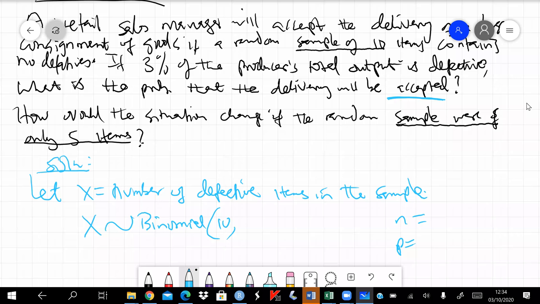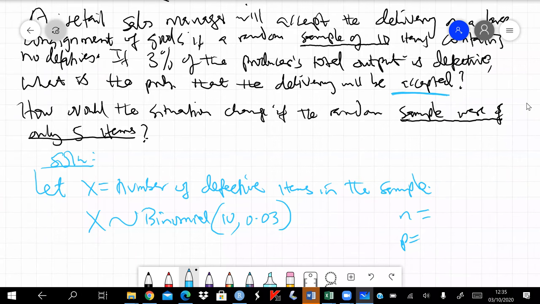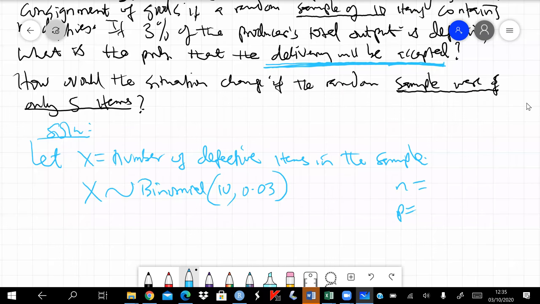And the probability of obtaining a defective commodity is 3%, 0.03. So with that, now our binomial distribution is fully defined. So let's try to answer the question. The question is, what is the probability that the delivery of the consignment will be accepted? And when can it be accepted? When there is zero defective. We need to find the probability that there's no defective.